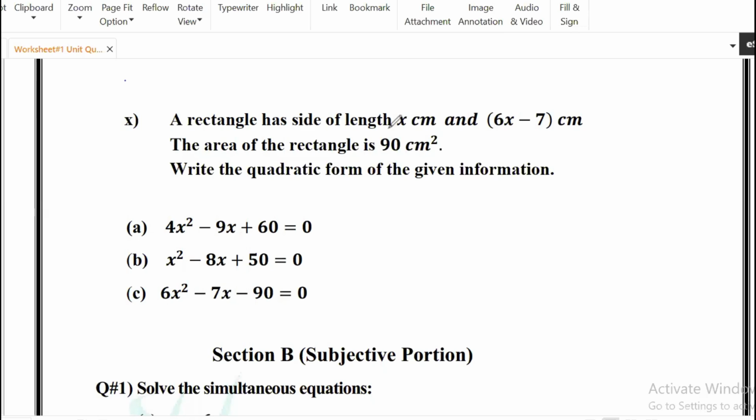A rectangle has sides of length x centimeters and 6x minus 7 centimeters. The area of the rectangle is 90 centimeters squared. So we know how to find the area of a rectangle: length into width. So we straight away apply the rule. Area equals length into width. So that means length and width, we have x bracket open 6x minus 7, is equal to the area, which is given. That means 6x square minus 7x minus 90. So this is our quadratic form, which is the last one, if I'm not wrong, 6x square minus 7x minus 90. So this is your correct option.